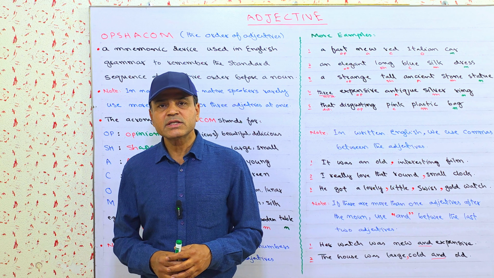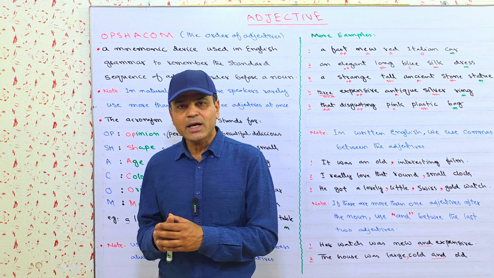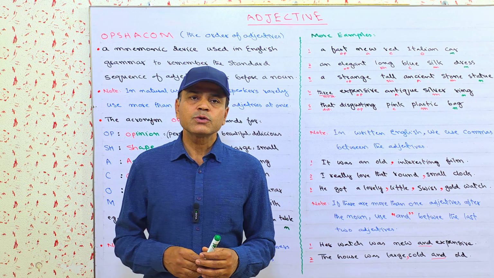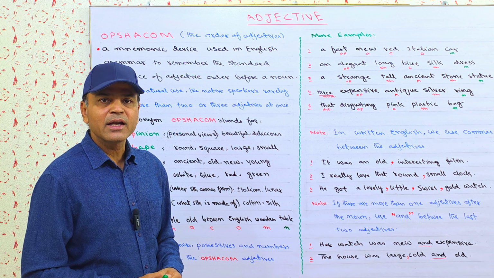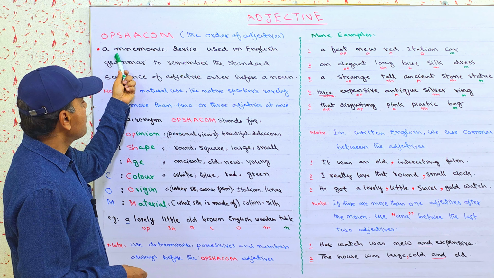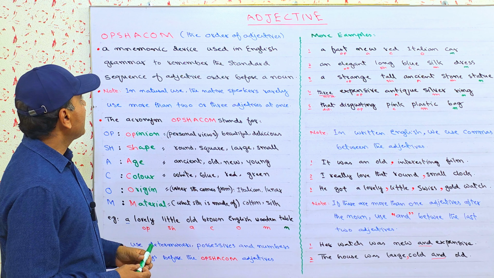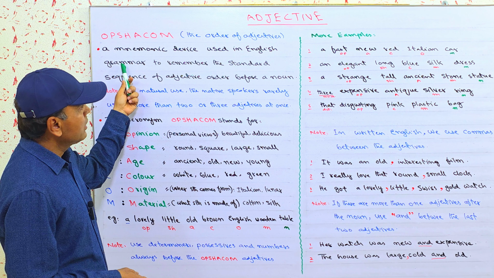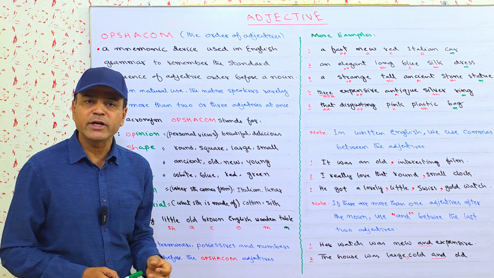We try our best, but still we forget about the order of the adjectives. But this acronym helps us to put the adjectives in their proper order. So let us understand the rules governing the use of multiple adjectives qualifying the same noun. Actually, it is a mnemonic device, OPSHACOM, that we use in English grammar to use the standard sequence of adjectives before the noun.